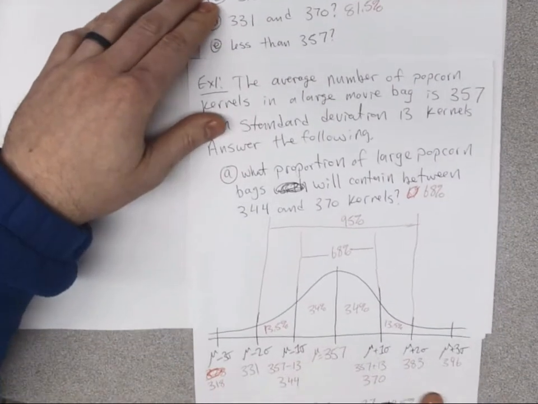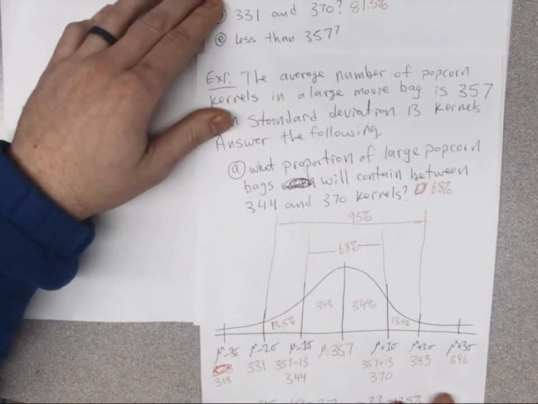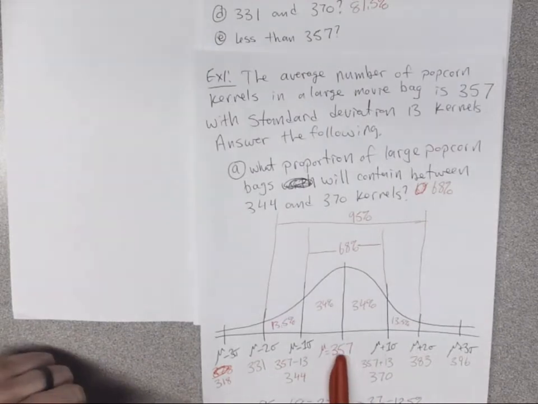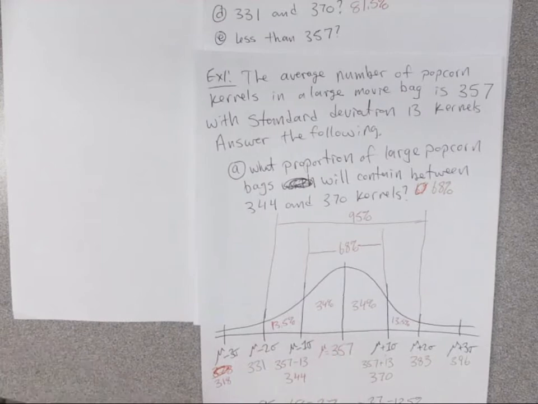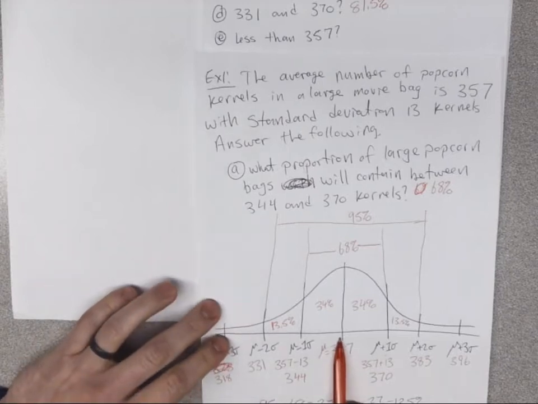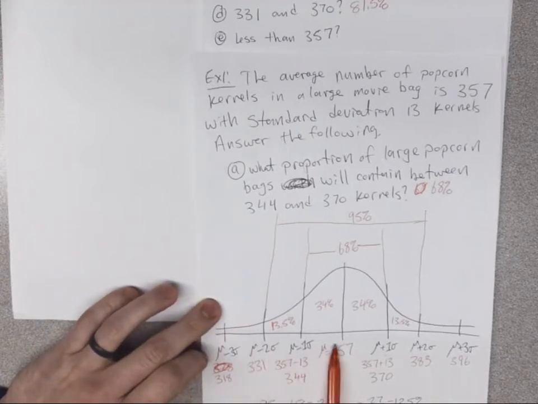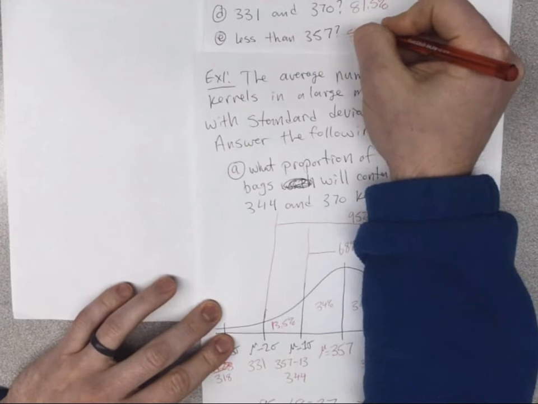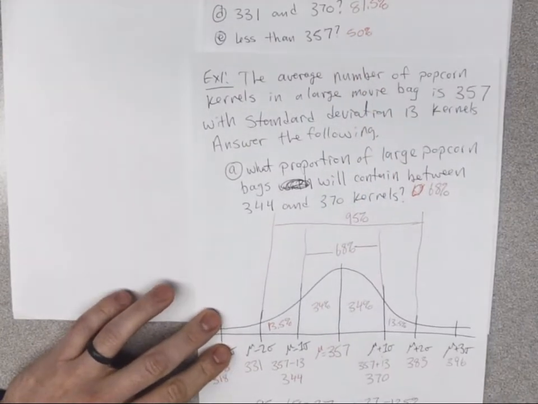So to do this, we need to look at our graph again. And here's 357 right in the middle. And I want to know what proportion will be less than that. If 357 is right in the middle, you take a guess. Try it yourself and pause the video. So that means 50% will be less than 357, and 50% would be greater than. It's directly in the middle. So here 50% will be less than 357.